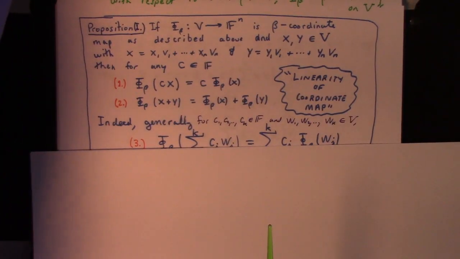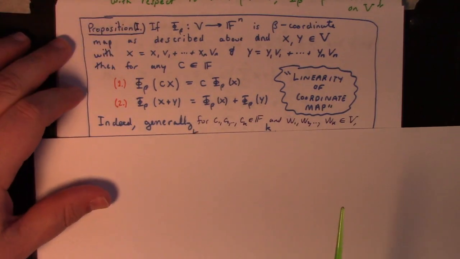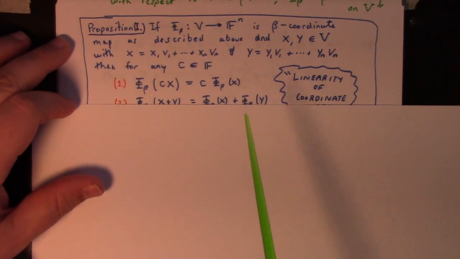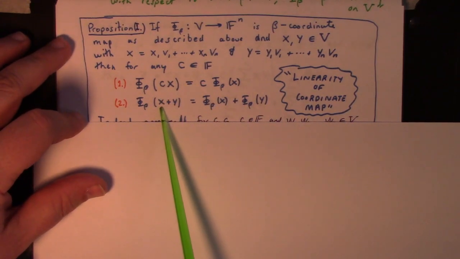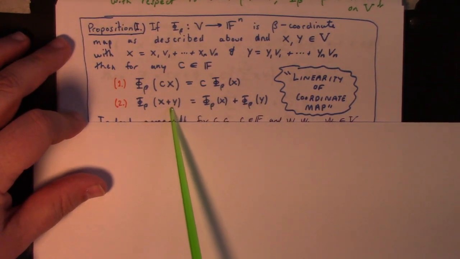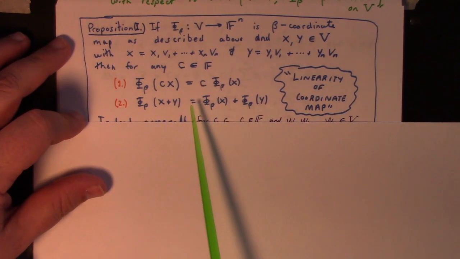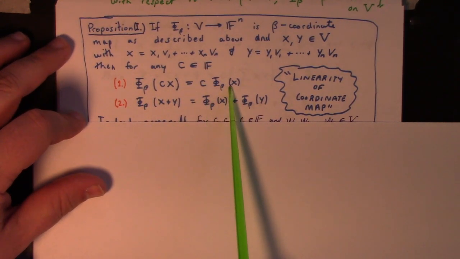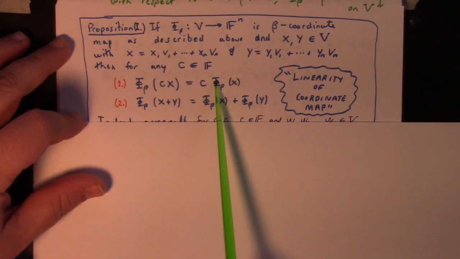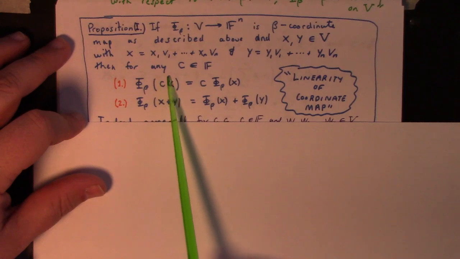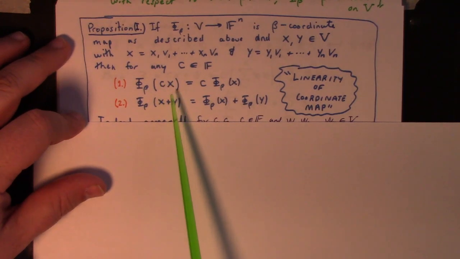Proposition 1 here is that for the coordinate map so described, we have these two properties. We can pull constants out, and it's also additive. So like the coordinate vector of a sum is the sum of the coordinate vectors. The coordinate vector of a scalar multiple is a scalar multiple of the coordinate vector. But notice that the scalar multiplying here is happening in F^n. The scalar multiple here is happening in the abstract vector space.